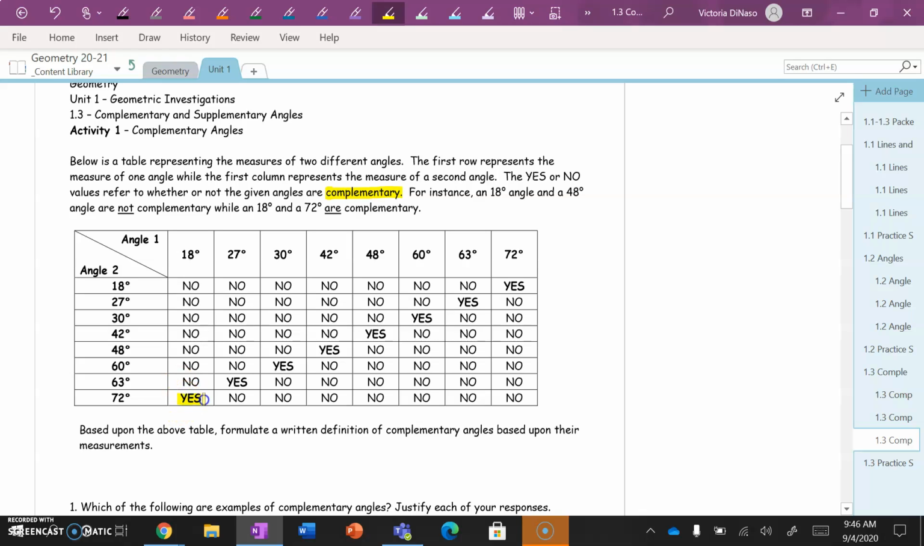So if I take 18 and 72, those two angles combined give me a complementary angle. 27 and 63 combined give me a complementary. 30 and 60 combined, 42 and 48 combined, 48 and 42, 60 and 30, 63 and 27, and then finally 72 and 18 again. So based upon this information, a complementary angle is when we have two angles that add up to 90 degrees.